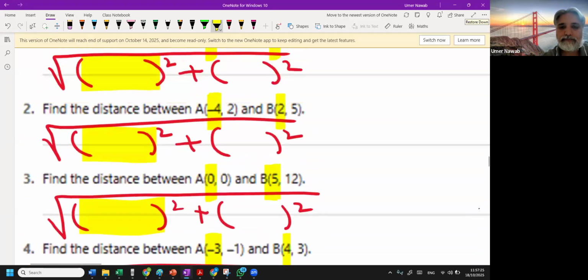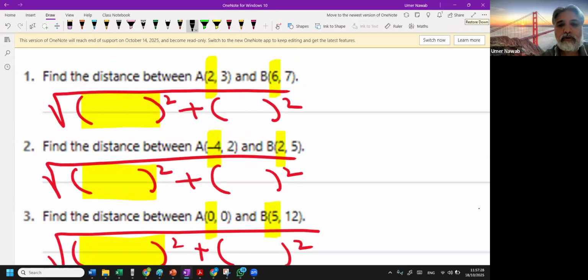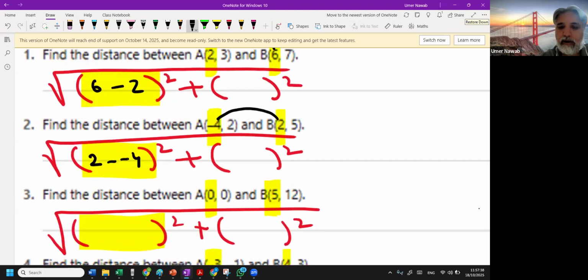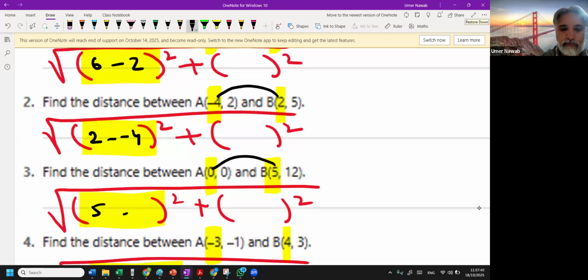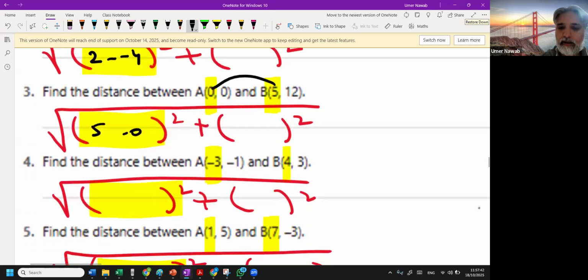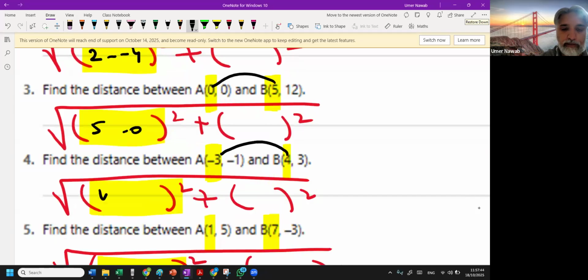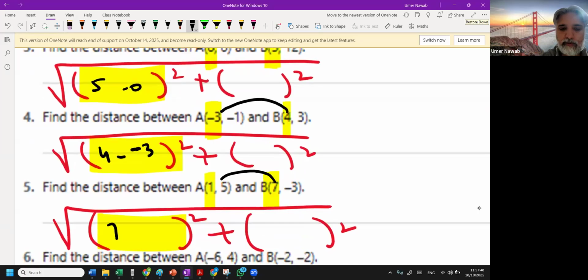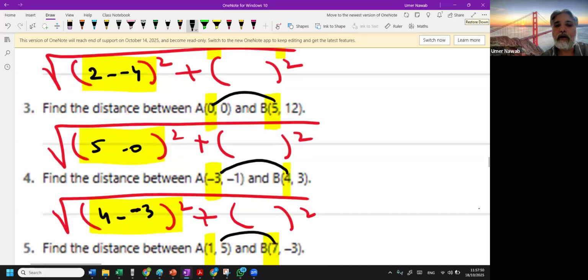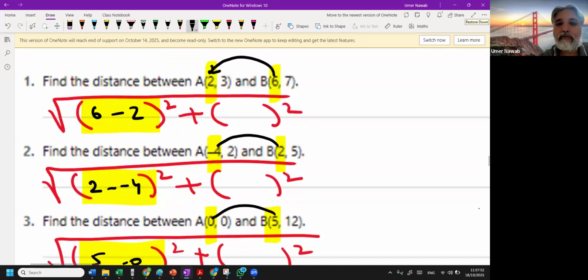So let's do that. It's up to you: either you write 2 minus 6 or 6 minus 2. Mr. Omar, I'm going to write 6 minus 2. Can I write 2 minus negative 4? Can I write 5 minus 0? Can I write here 4 minus negative 3? And can I write here 7 minus 1? Bravo.